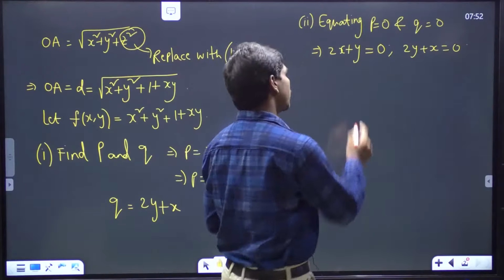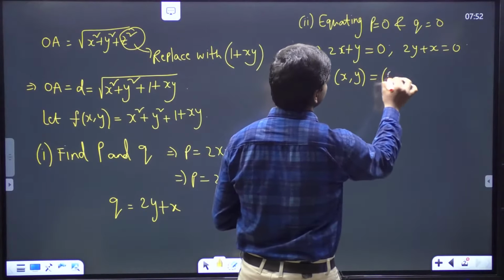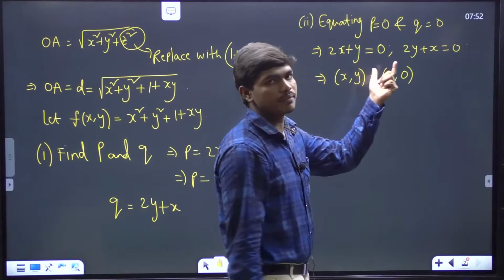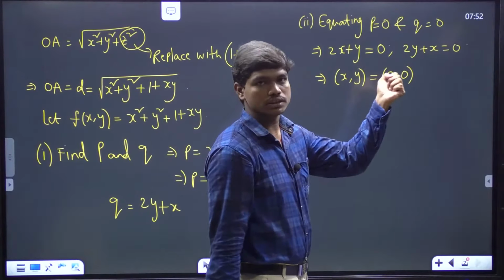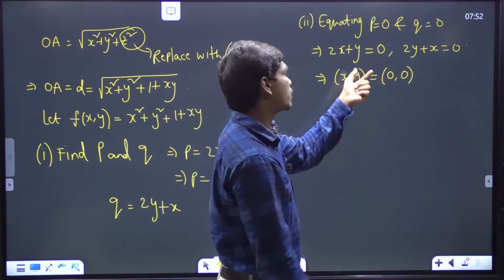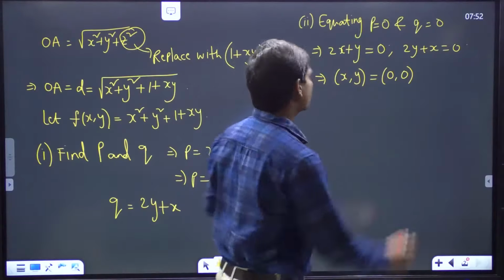If you simplify this, you will be getting x comma y as 0 comma 0, because if you see, these are two linear equations which are of the form y is equal to mx. So they are both passing through origin, and 0 comma 0 is the solution for this. You can solve these two equations basically. So now this is your stationary point, correct?